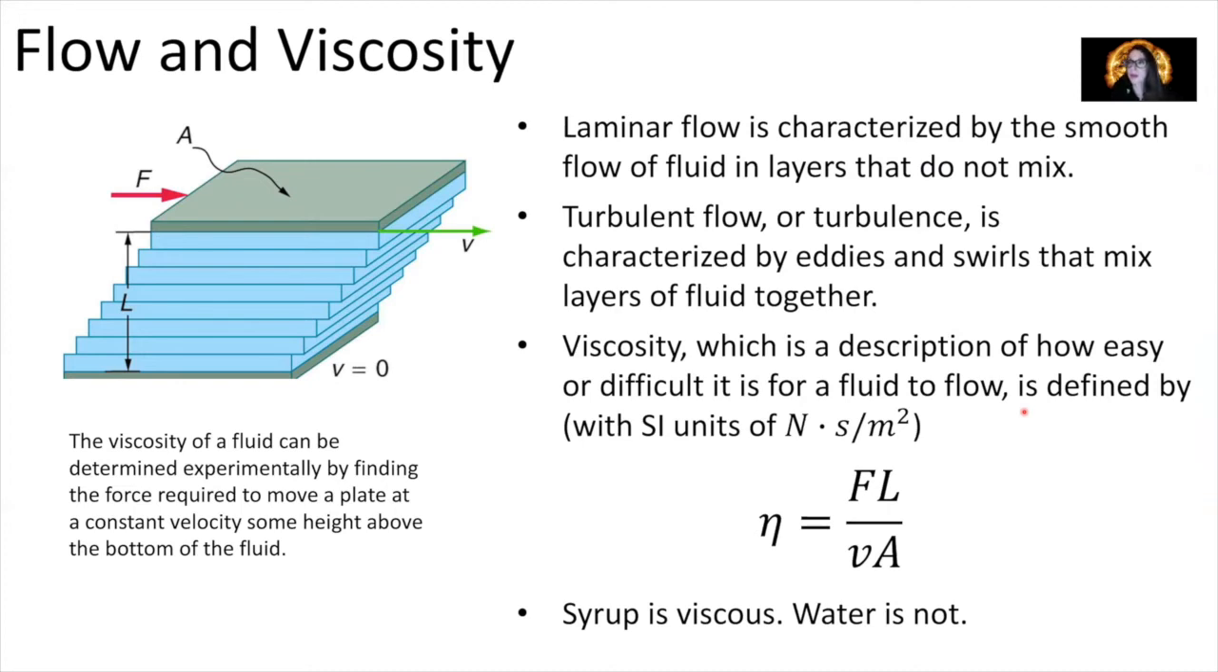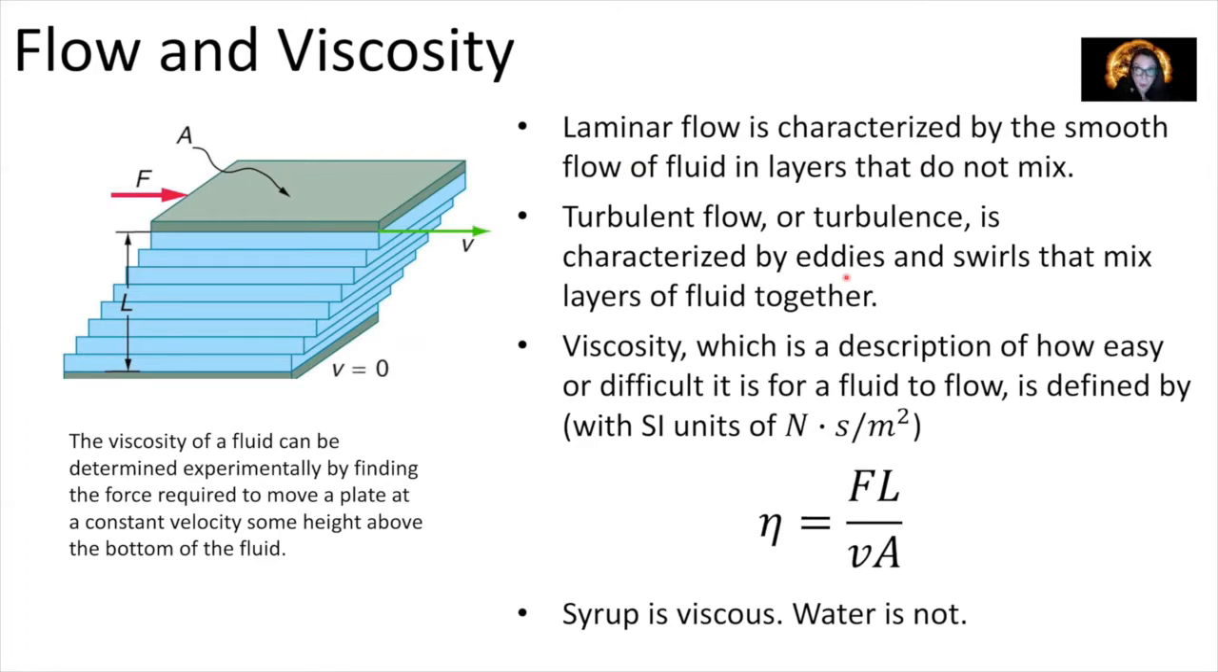Now, so far, we were talking about ideal fluids. Now we're going to change that up a little bit. We're going to talk about fluids that have some viscosity. A laminar flow is a fluid flow that we characterize by the smooth flow of fluid in layers that do not mix. Those are the laminar flows that I was showing you over the airplane in one of the earlier videos. Turbulent flow or turbulence is characterized by eddies and swirls that mix layers of fluids together.